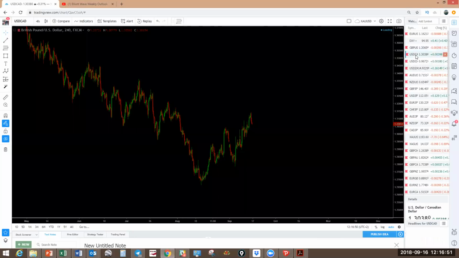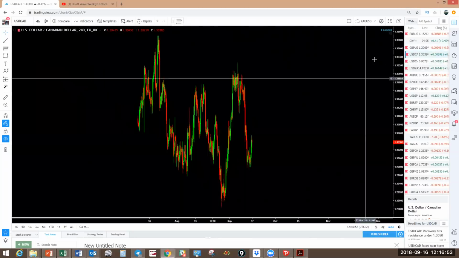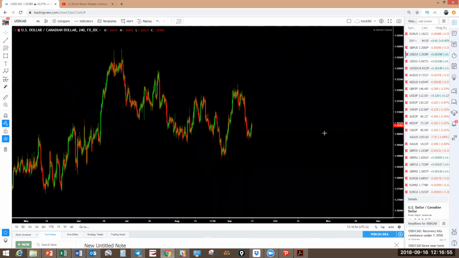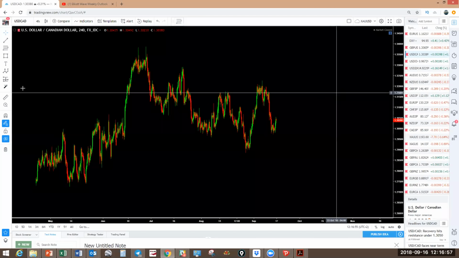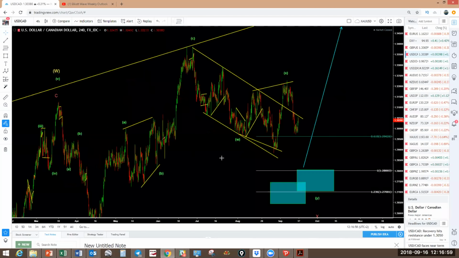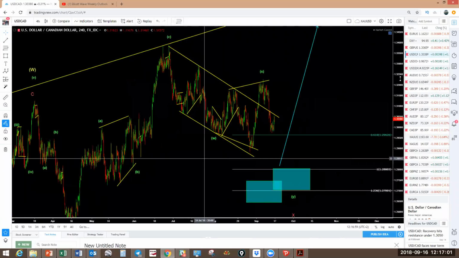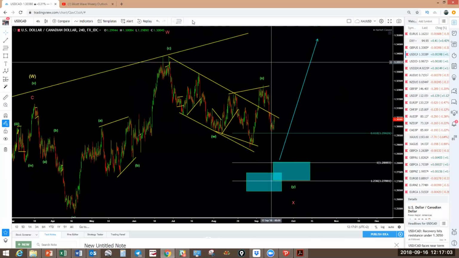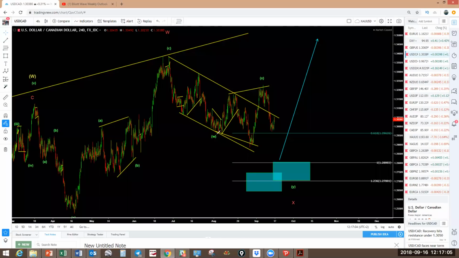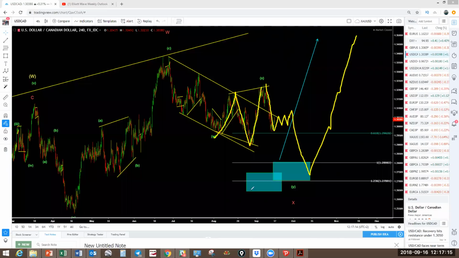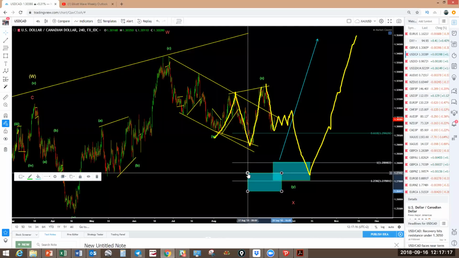US dollar CAD. So US dollar CAD is pretty interesting. I've just adjusted the count slightly here. So if you've been watching these videos a couple of weeks back, when this correction started, we forecasted that this was going to be the move that we're going to get, and we're going to get this to the downside like this. Okay, so we're still expecting the same.